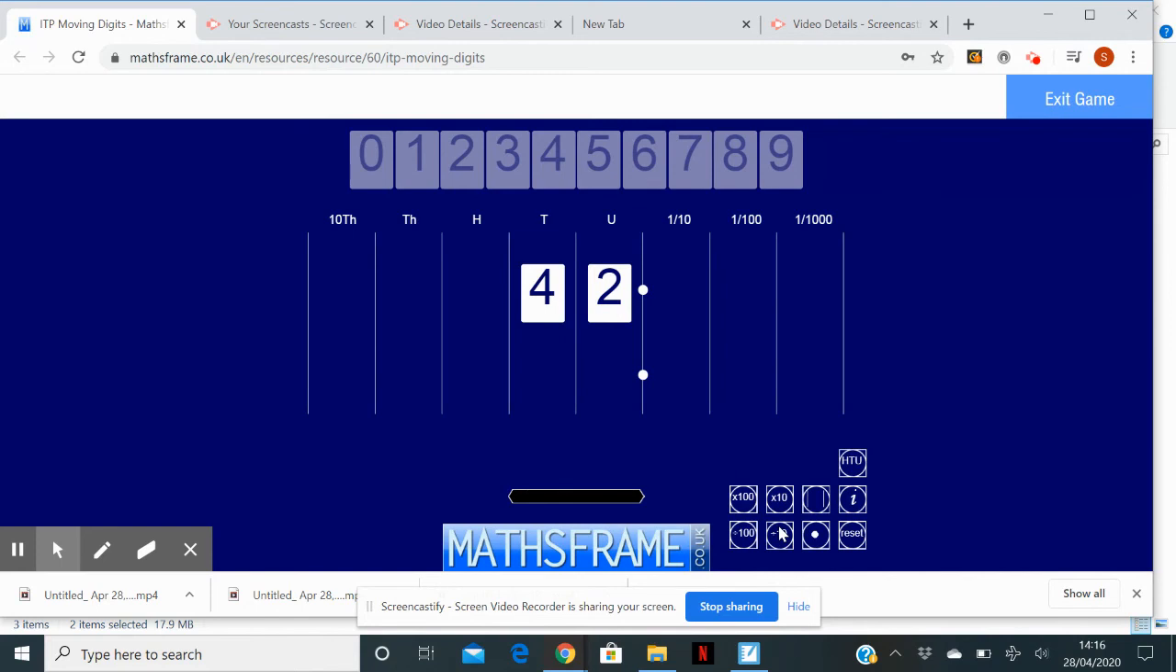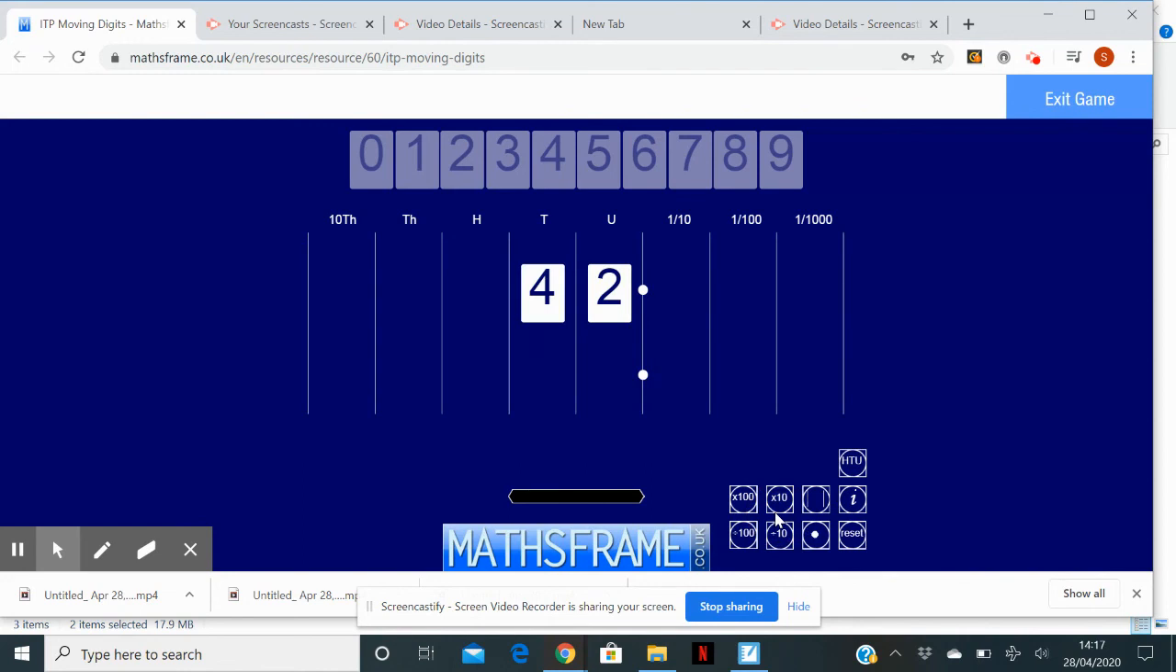What do you think is going to happen if I do the inverse? I'm dividing by 10 or dividing by 100. So if we're dividing, our number is going to be getting smaller, which means our digits are going to move down the place value grid. So if I divide by 10, my digits are going to move down one place value column. So 42 divided by 10 becomes 4.2. My 4 is now worth 4 ones. My 2 has moved into the tenths column, so it's 2/10.